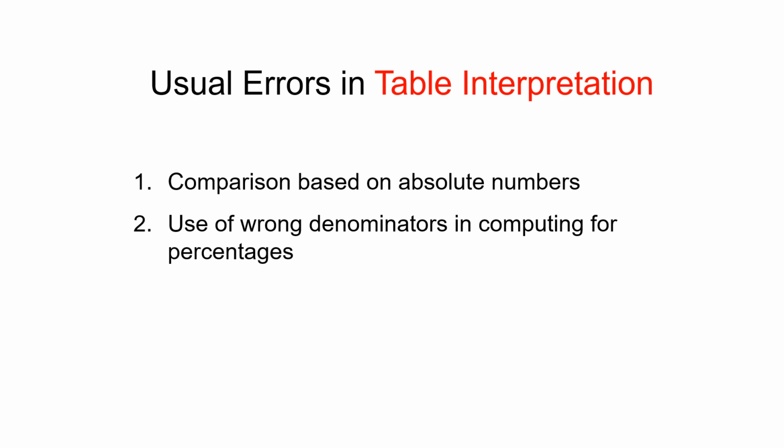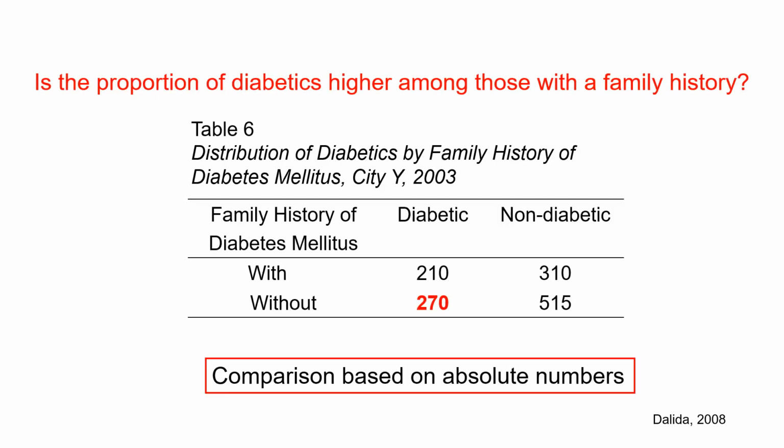With regards to the interpretation of results in tables, there are two common errors. One is comparison based on absolute numbers, and second, the use of wrong denominators in computing for percentages. Let us take a look at this example. A research question is posed on the proportion of diabetics among those with a family history of diabetes, specifically if the proportion is higher. If one's interpretation is based on absolute numbers, the number of diabetics is lower among those with a family history of diabetes. But the question specifies a proportion, and so it cannot be answered if using absolute numbers.